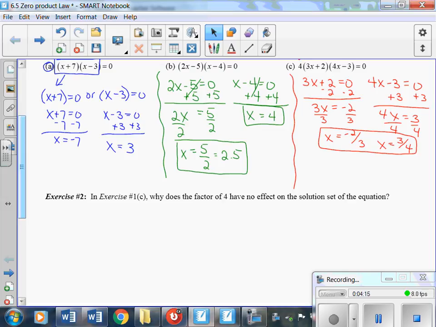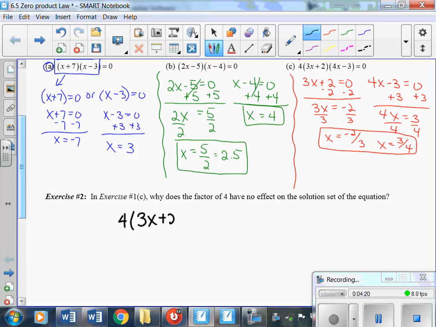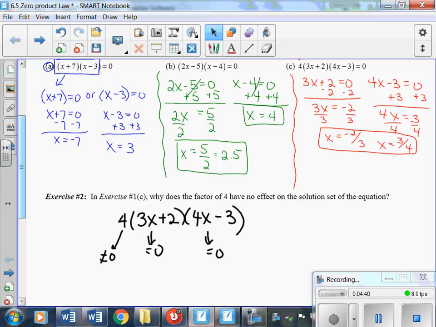In other words, what I'm saying here is if you have 4 times 3x plus 2 times 4x minus 3, we can set this one equal to 0. We can set this one equal to 0, but you cannot set 4 equal to 0. So write it down any way that you're going to remember it. That's not going to be for me, that's going to be for you. Okay? When you're done with that, I'll meet you at exercise 3.